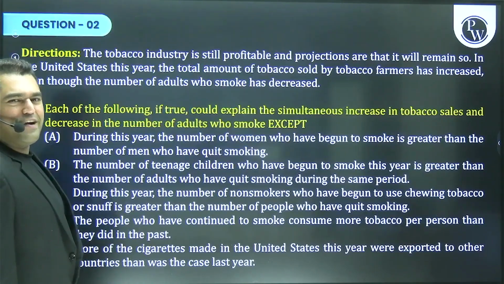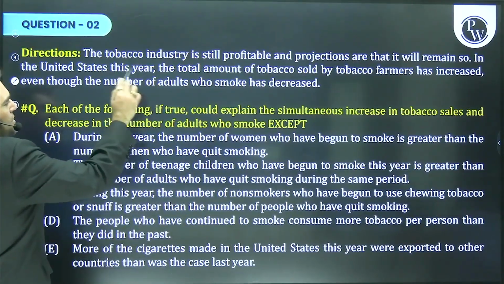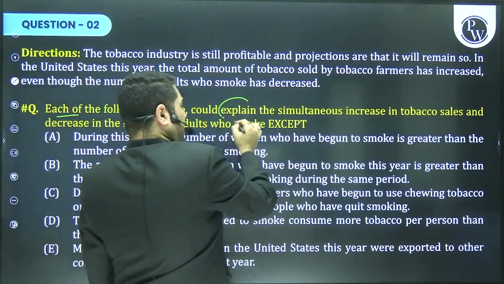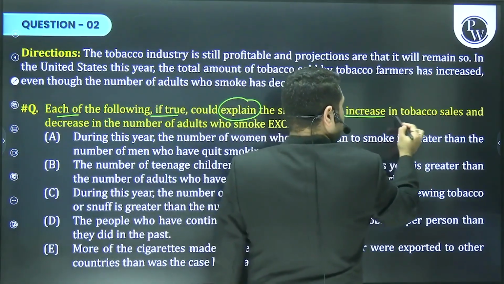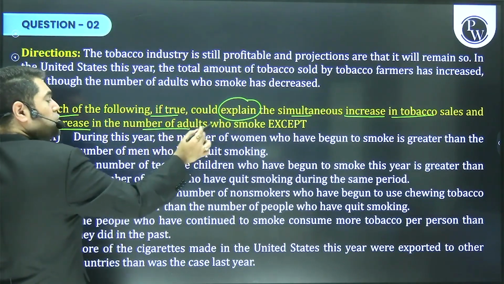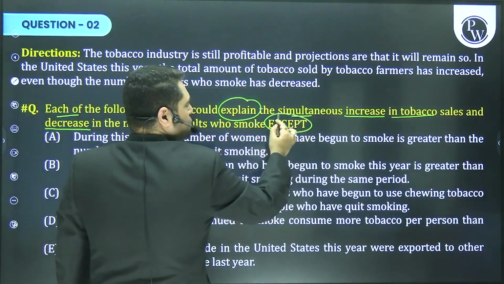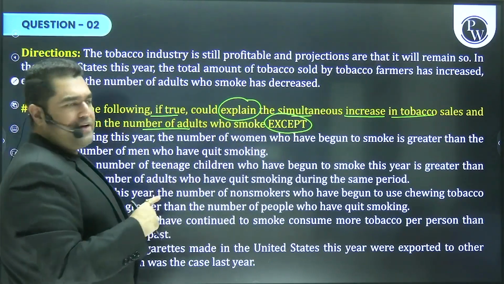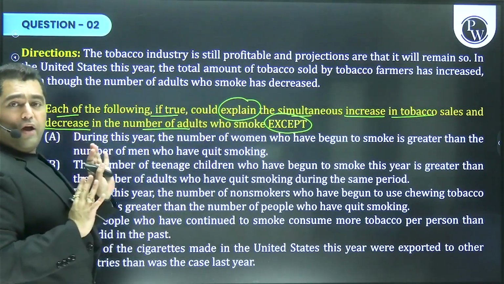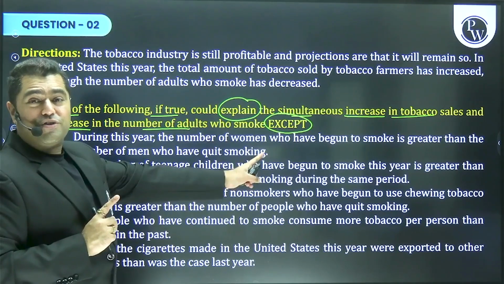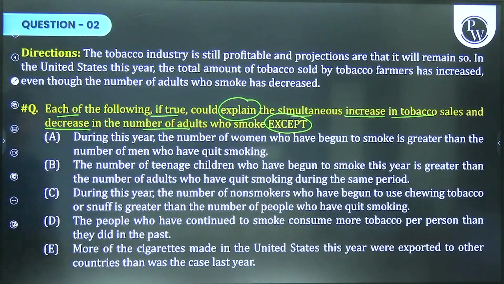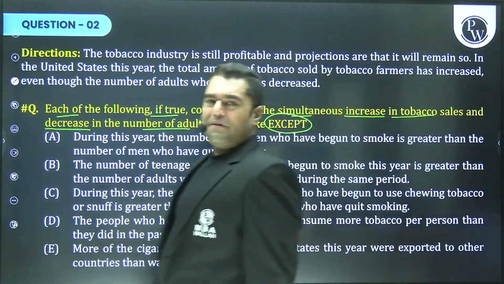Chalo, people, one more question. Come on, let's continue the momentum. Read it. Each of the following, if true, could explain the simultaneous increase in tobacco sales and decrease in the number of adults who smoke, except. So 4 options will explain this. Tobacco sales are increasing and the number of adults is decreasing. One option will not explain this. Give me the odd man out. So please read, take your time, write down the keywords and then we'll discuss. So people keep thinking, keep thinking.